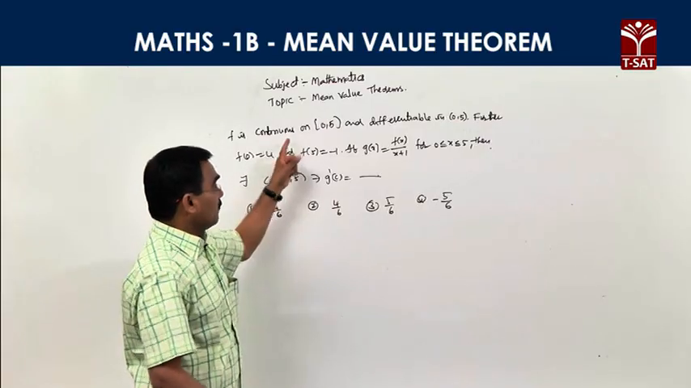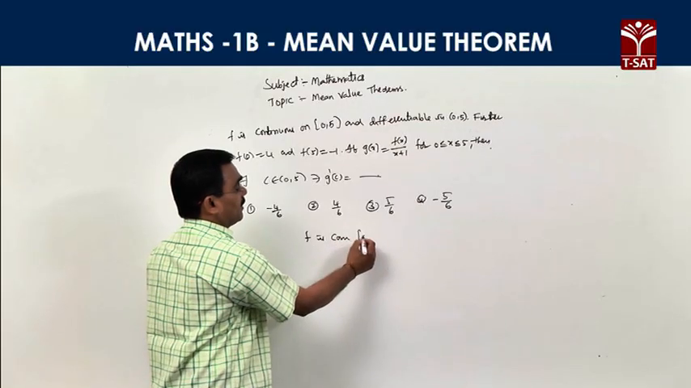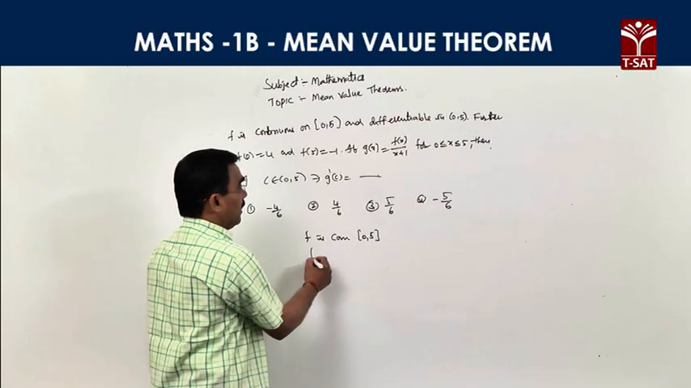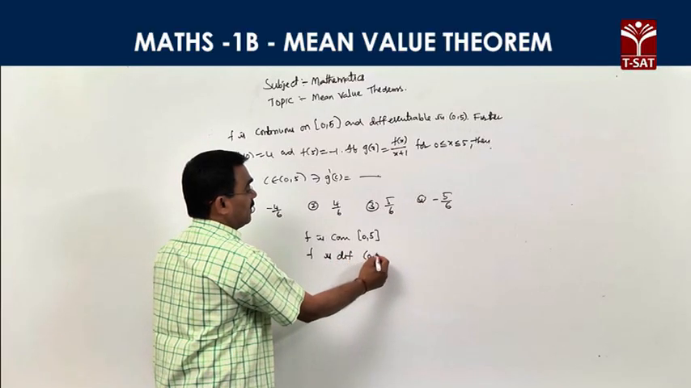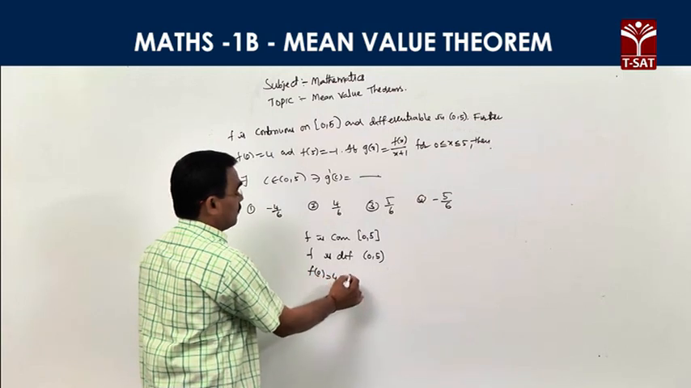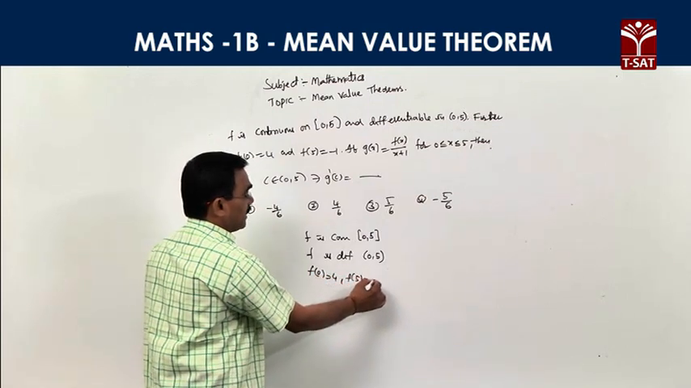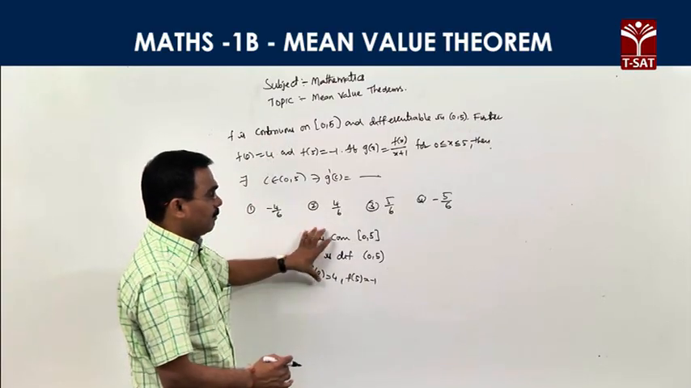What is given? f is a continuous function on closed 0 comma 5, f is a differentiable function on open 0 comma 5, and f of 0 is equal to 4, and f of 5 is equal to minus 1. This is the given hypothesis. First read the problem. What is the hypothesis here?